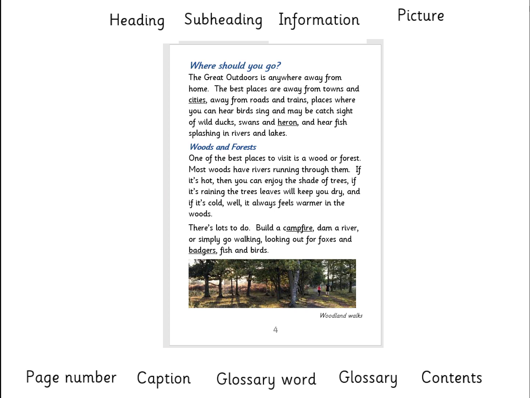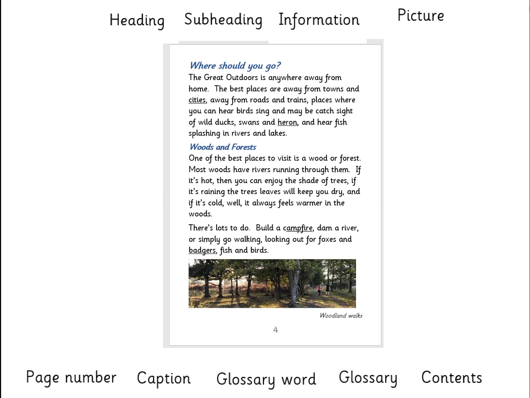So, woods and forests. One of the best places to visit is a wood or forest. Most woods have rivers running through them. If it's hot, then you can enjoy the shade of the trees. If it's raining, the trees' leaves will keep you dry. And if it's cold, well, it always feels warmer in the woods. There's lots to do. Build a campfire, dam a river, or simply go walking, looking out for foxes and badgers, fish and birds.